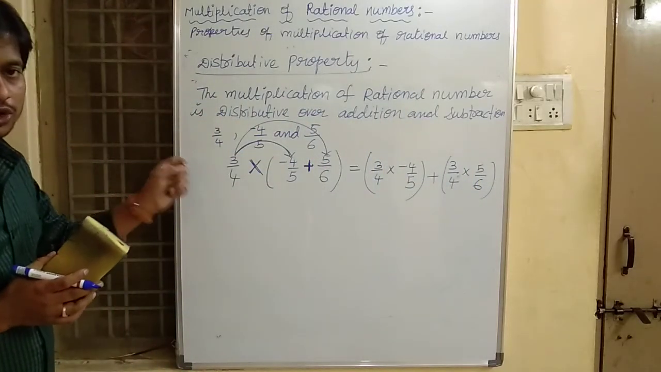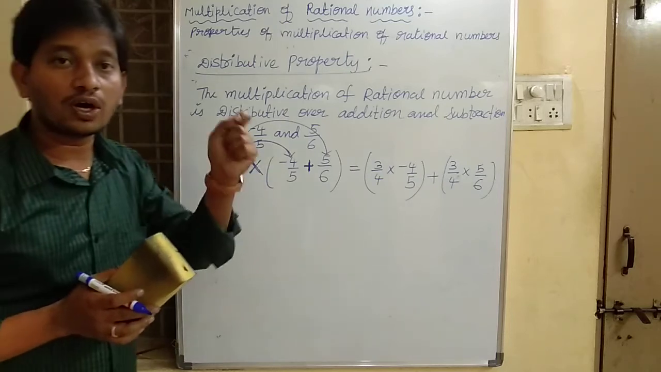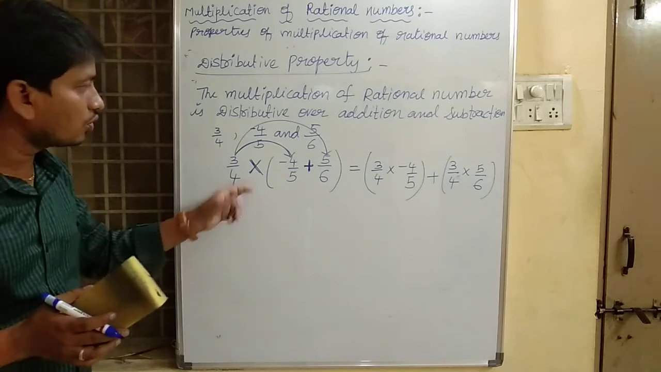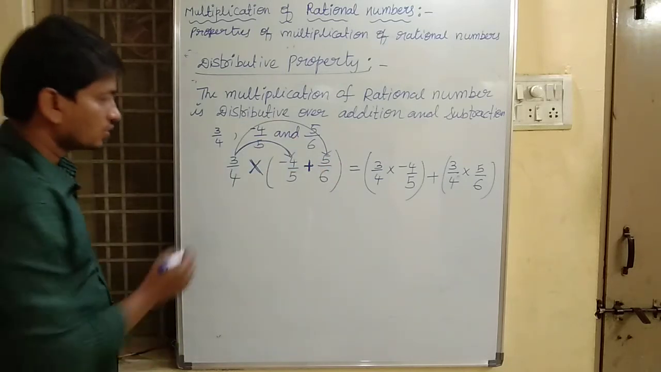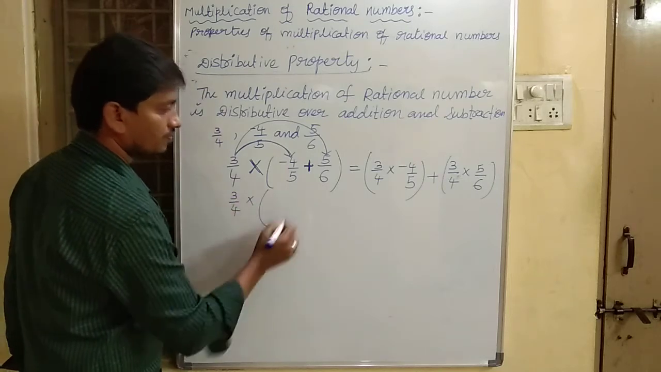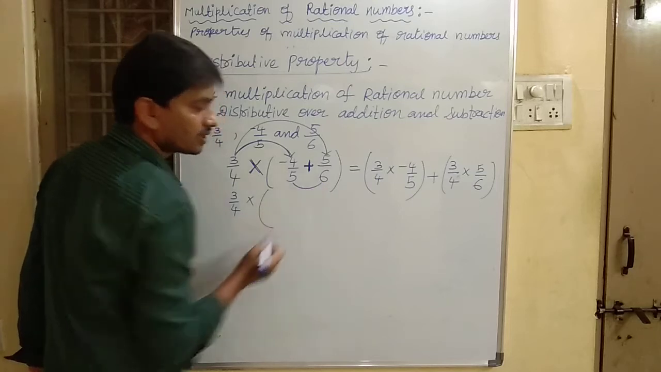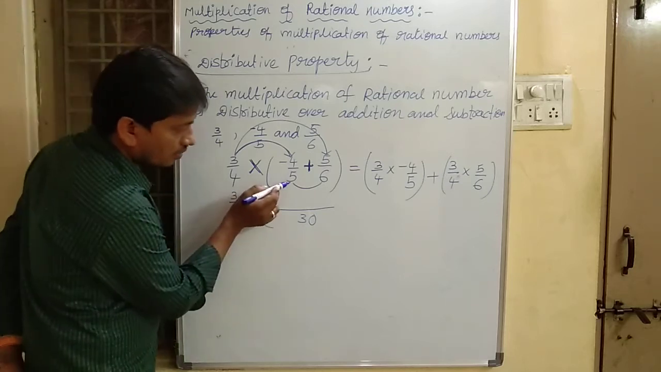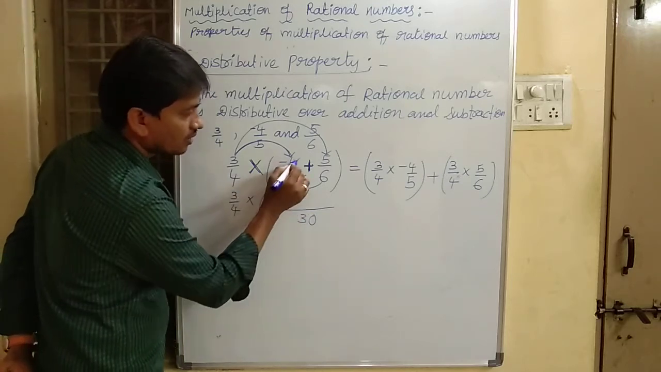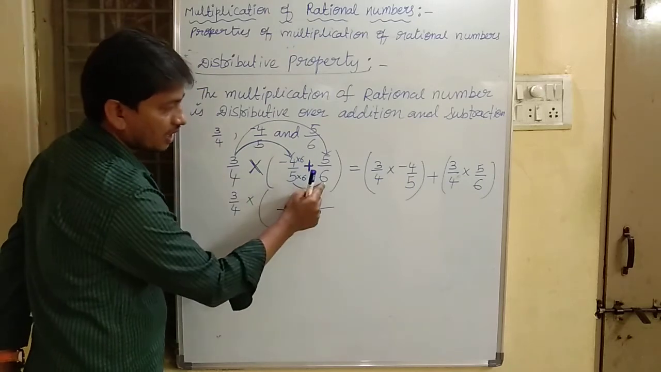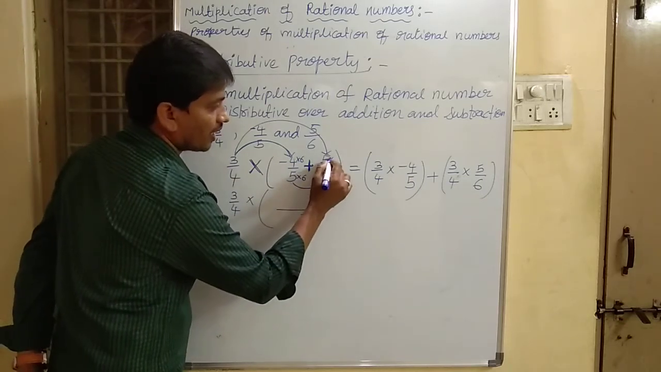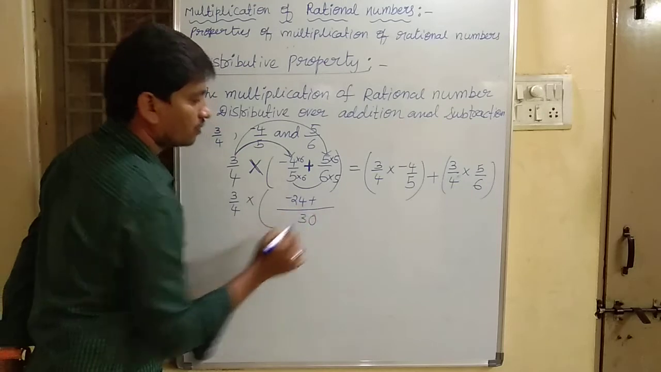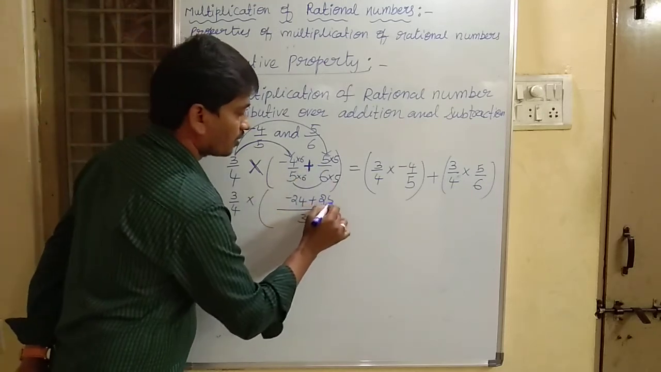Okay, this is called distributivity of multiplication over addition. Okay, let me solve. So 3 by 4 into, what is the LCM of 5 and 6? LCM of 5 and 6 is 30. Now 5 sixes are 30, into 6; 6 fives are 30, into 5. So minus 4 into 6, minus 24, plus 5 into 5, 25.